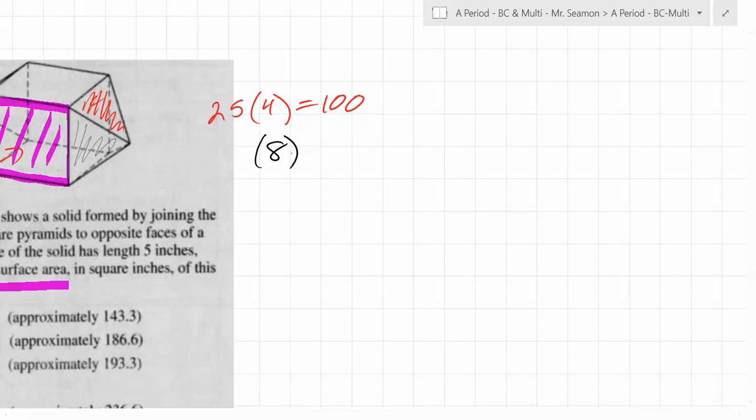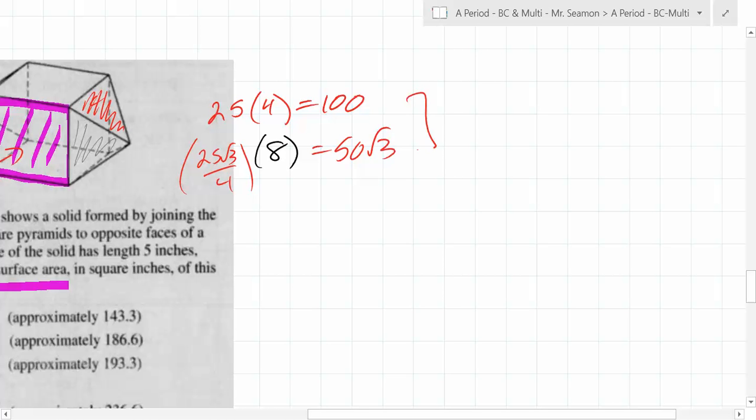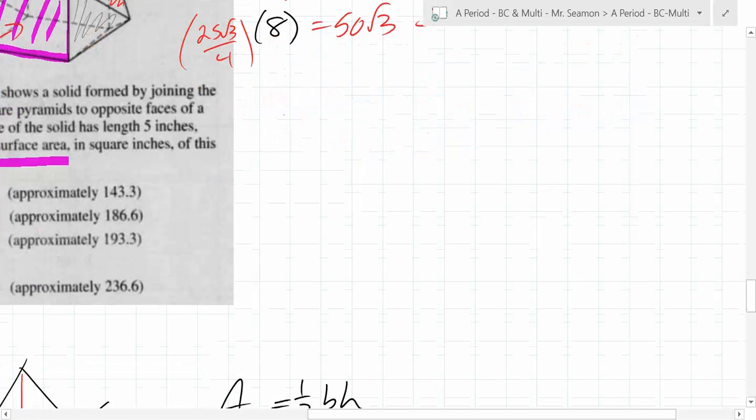So we went up here. We found the area of the top. What was it? It was 25 root 3 over 4, like that. So that's 50 root 3. So what's the total surface area? Is that one of the answers?